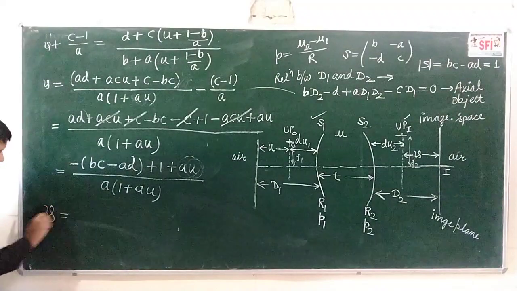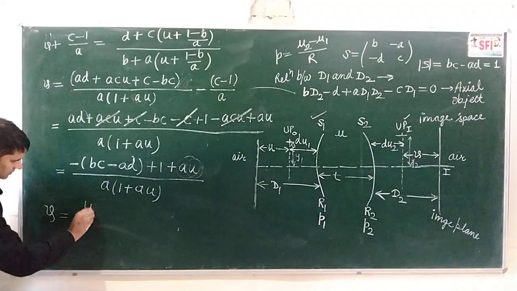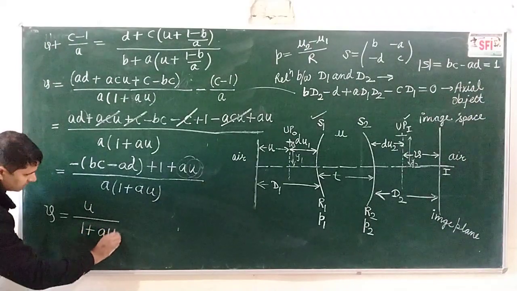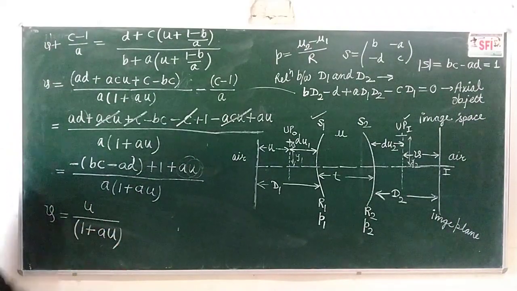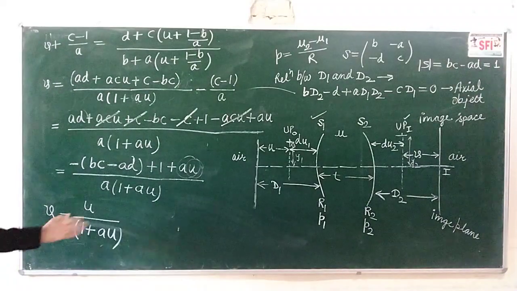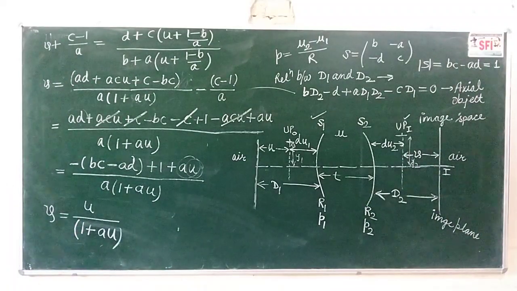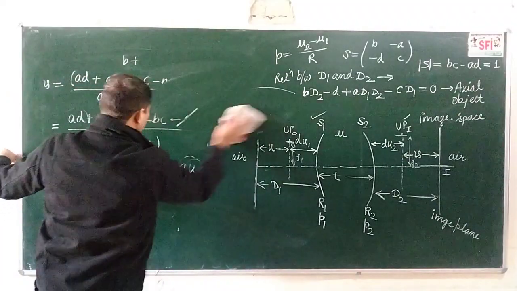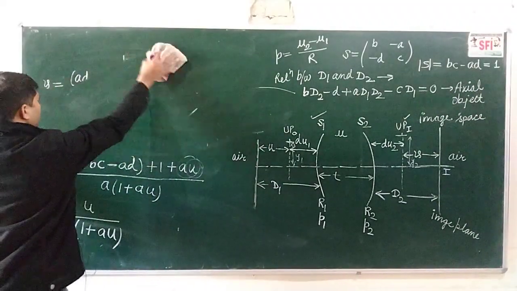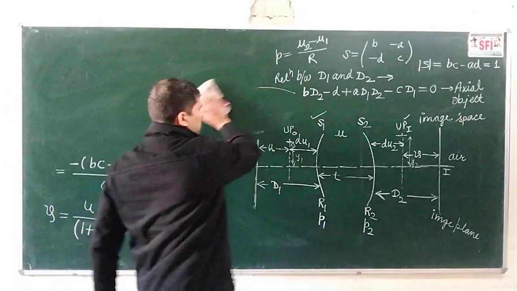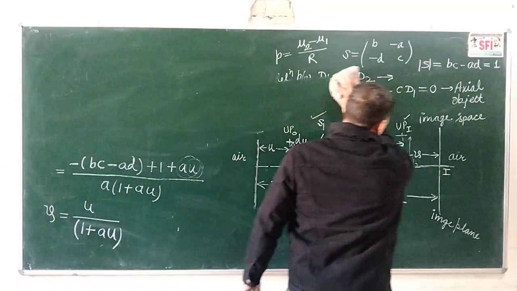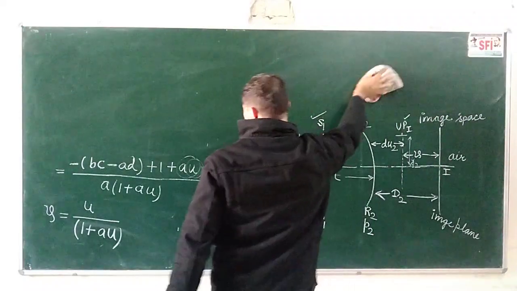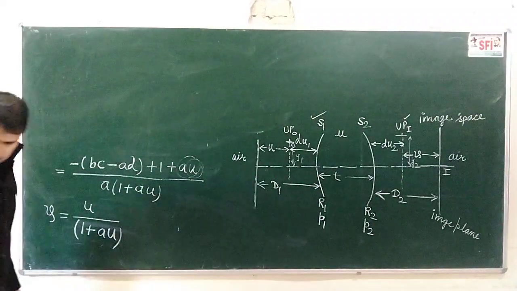So V will be equal to U divided by 1 plus AU. Okay, now you are to simplify this to find the relation. You are to simplify this to find the relation for 1 by V minus 1 by U. Okay, so we have made use of all these results which you have obtained in the previous lectures.